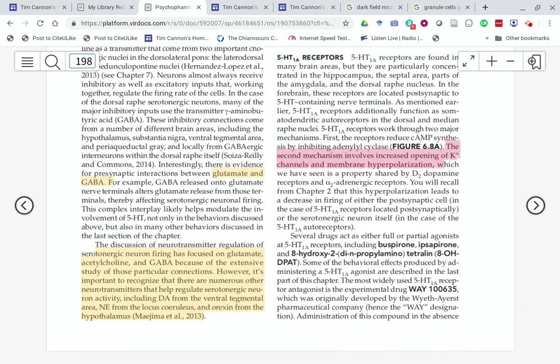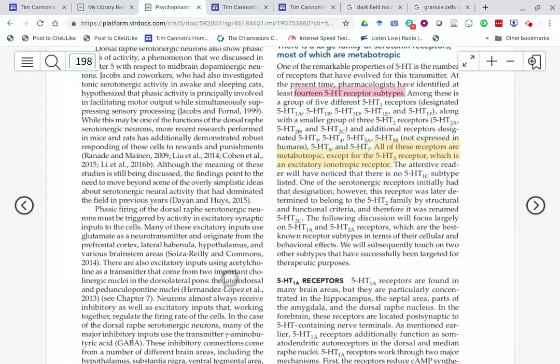So this is a good quote. The discussion of neurotransmitter regulation of serotonergic neuron firing has focused on glutamate, acetylcholine, and GABA because of the extensive studies of these particular connections. However, it's important to recognize that there are numerous other neurotransmitters that help regulate serotonergic activity, including dopamine from the ventral tegmental area, norepinephrine from the locus coeruleus, and remember, catecholamines, they seem to have color, substantia nigra, locus coeruleus, and orexin from the hypothalamus. So that's cute. And now it gets nuts.